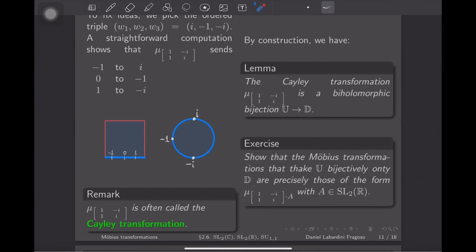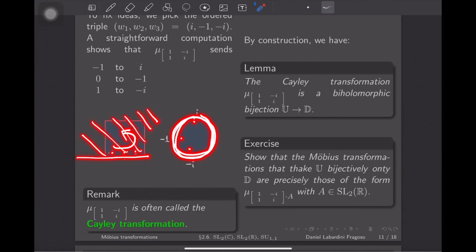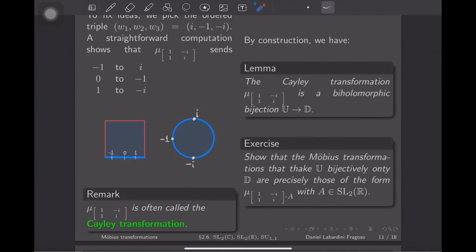And what I know is that, as before, it sends R bar to this, because I know it sends circles to circles. And because here I have counterclockwise oriented, and here I have counterclockwise oriented, it sends U bijectively onto the Poincare disk. And I know that Möbius transformations are biholomorphisms. So the Cayley transformation is actually a biholomorphism from the upper half plane to the Poincaré disk.